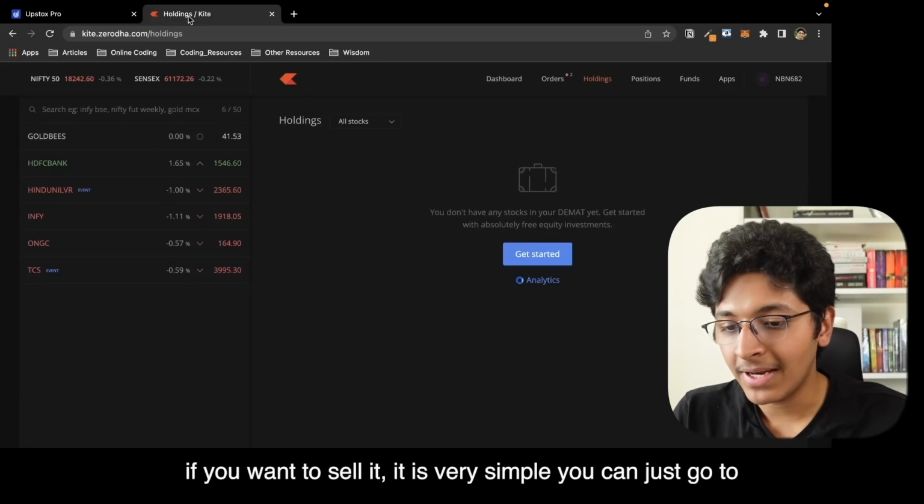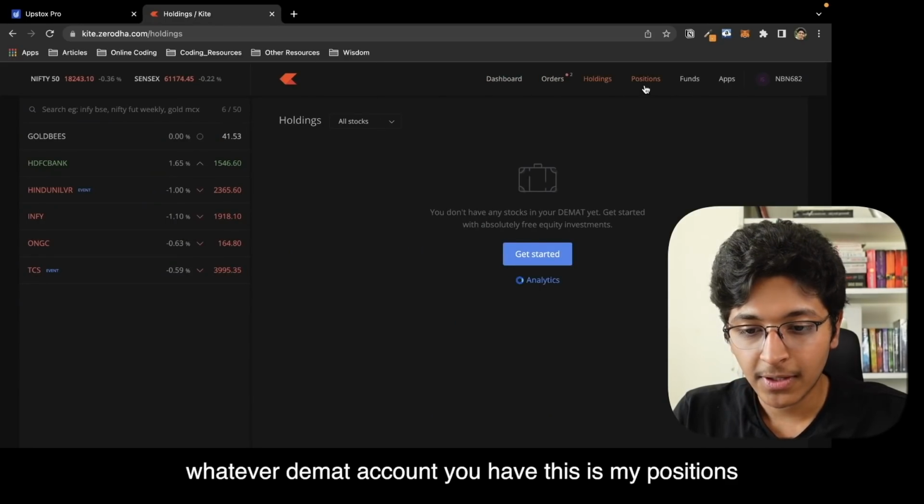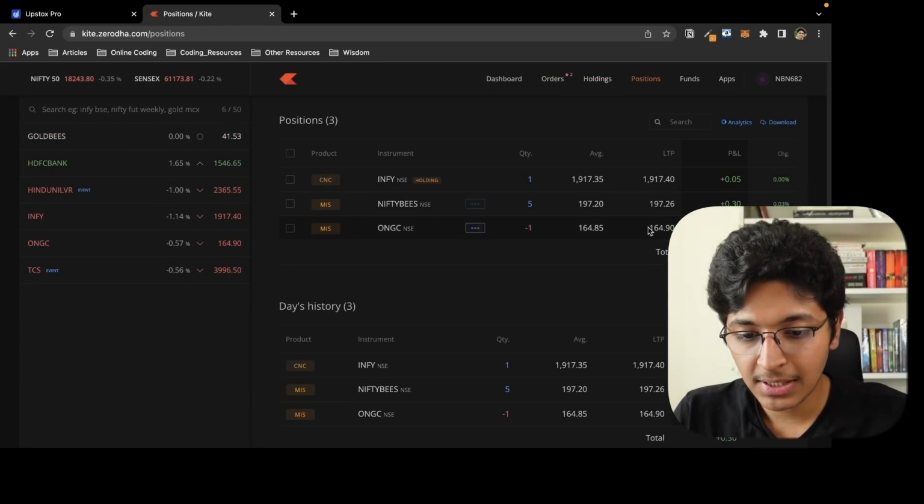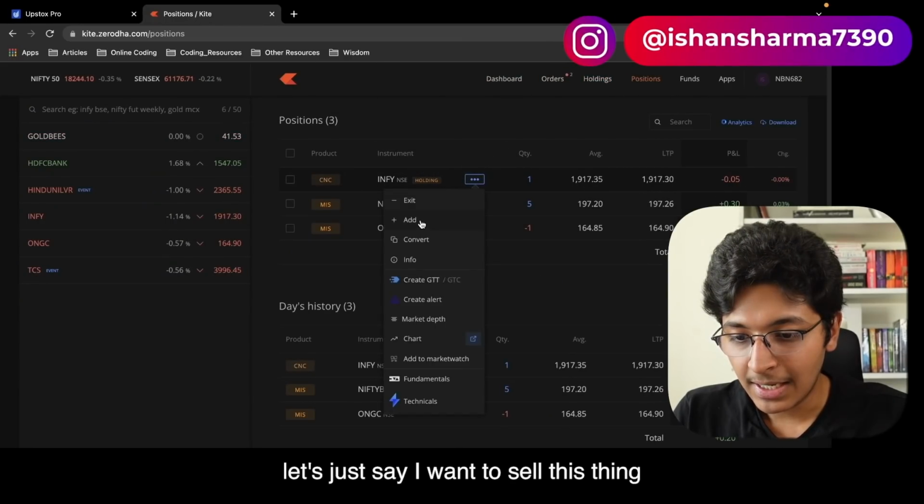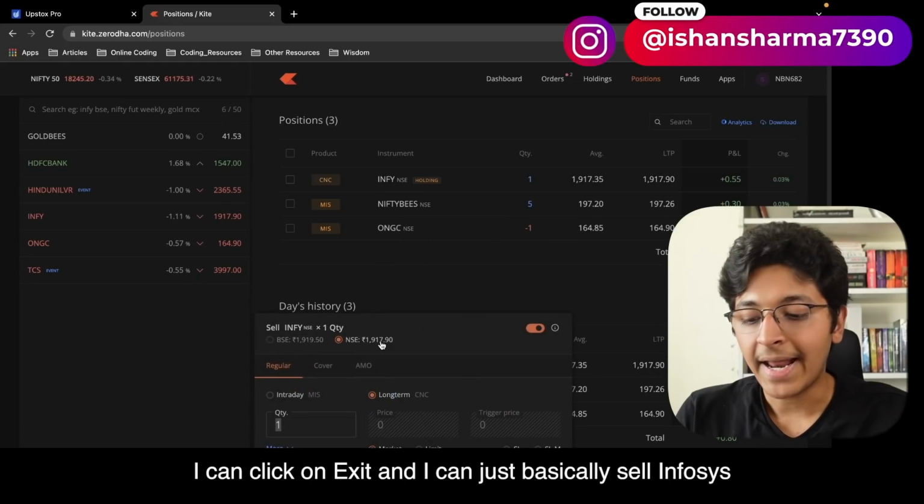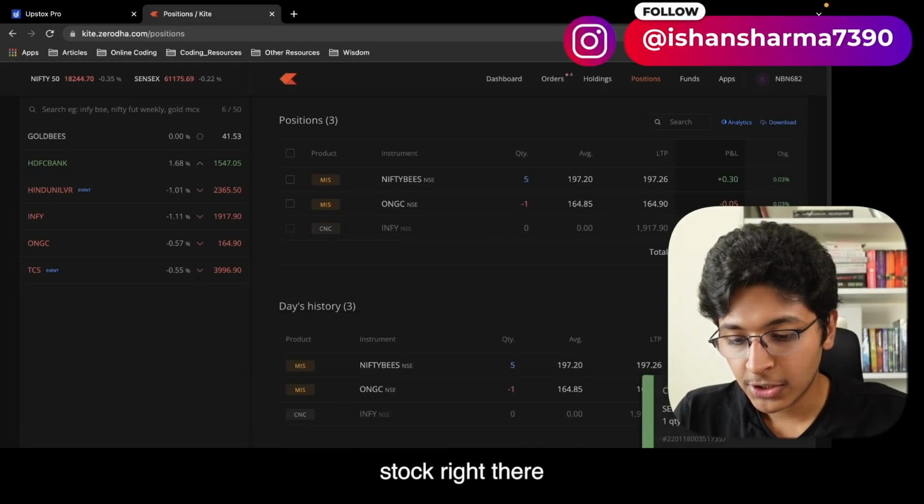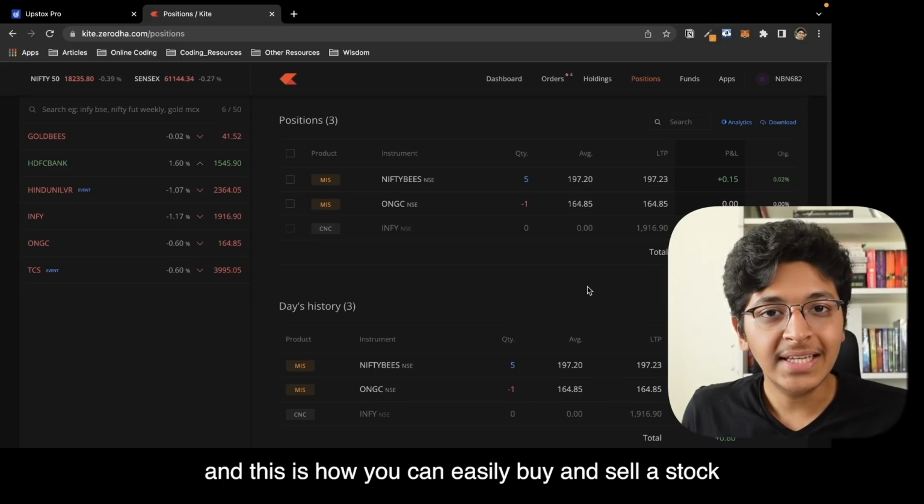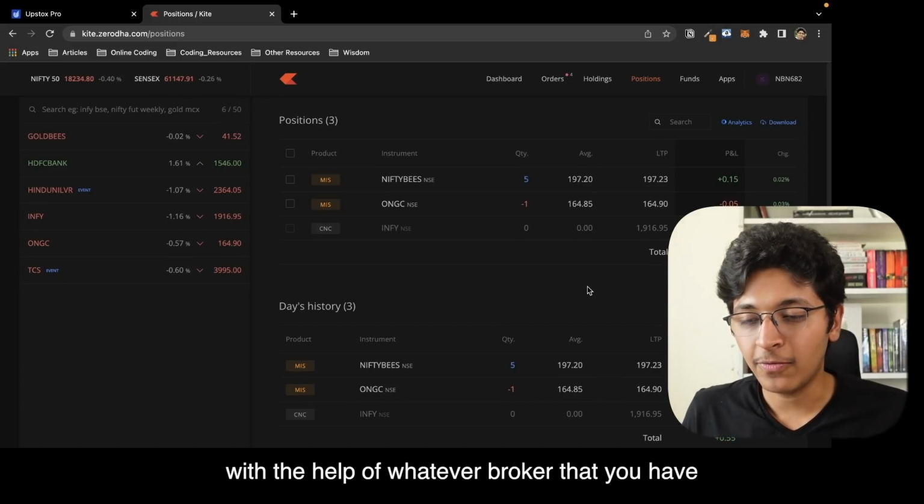If you want to sell it, it's very simple. You can just go to whatever Demat account you have. This is my positions. Let's just say that I want to sell this thing. I can click on exit and I can just basically sell Infosys stock right there. And this is how you can easily buy and sell a stock with the help of whatever broker that you have.